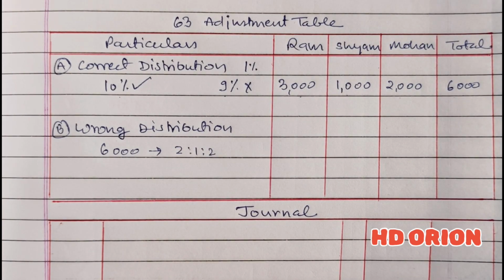Fine. In appropriation of profit, some portion of net profit is given in the form of interest on capital, some portion of it is given in the form of salary and commission, etc.